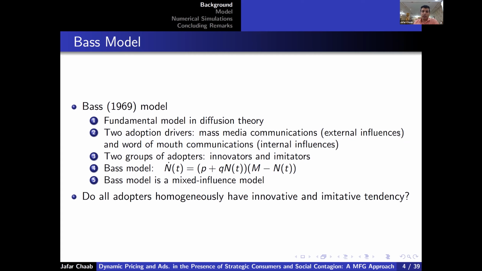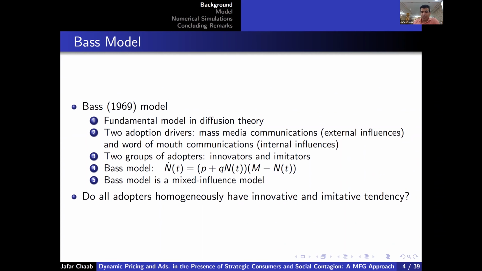Bass proposed that there are two groups of adopters in the market, innovators and imitators. Innovators will adopt independently from social pressure, and they can adopt as a result of mass media communication, or equivalently innovation effect. However, the imitators are prone to social contagion and social pressure. So you can see the Bass model. On the left-hand side, we have the number of consumers at time t. And on the right-hand side, we have two expressions. The first expression represents the probability of adoption if the adoption has not yet occurred due to innovation and imitation effects, times the second expression, which is the untapped market, the remaining consumers.